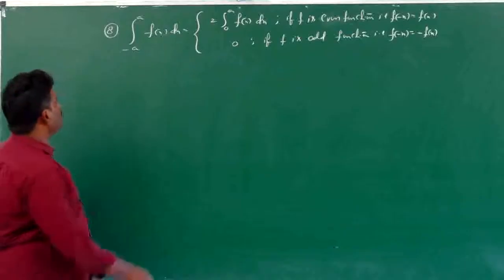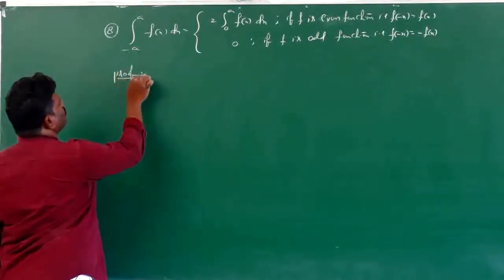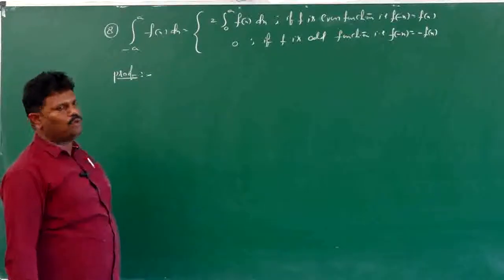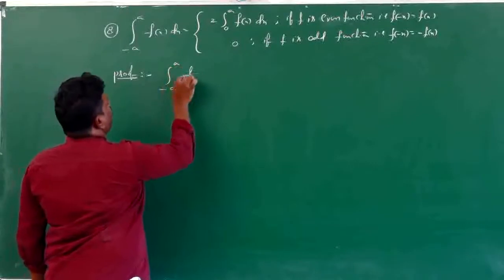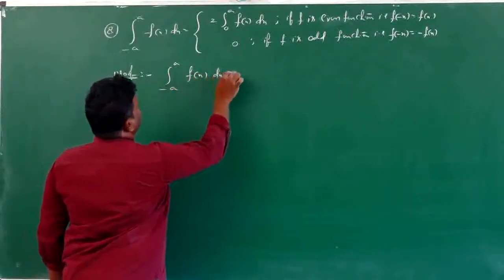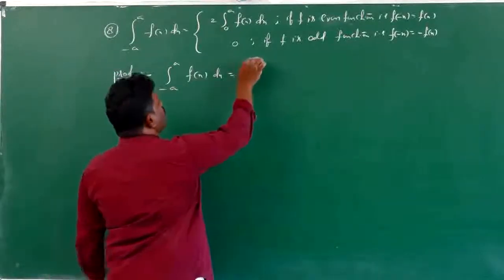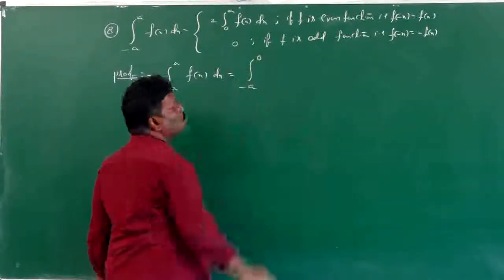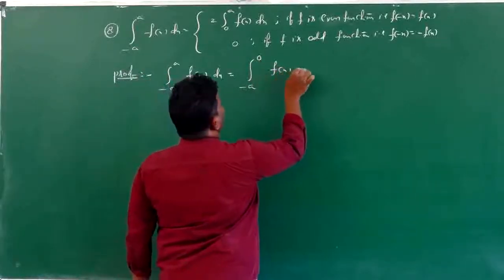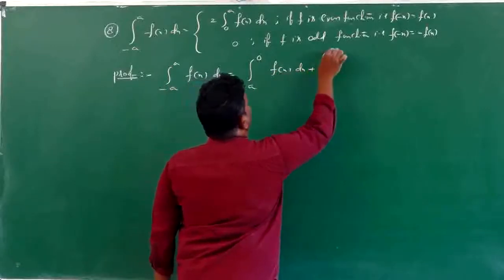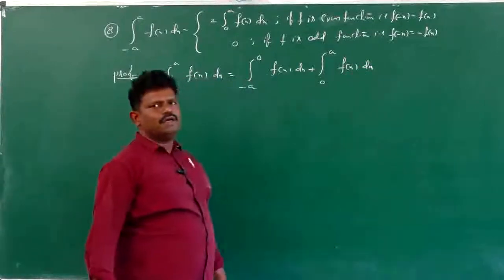Let's see the eighth property. This is the last one, and it is also important. I already told you the last 5 properties are important for board questions. Right here, what is given is the integral from minus a to a of f of x dx. Again we split this integral into 2 parts: integral from minus a to 0 of f of x dx plus integral from 0 to a of f of x dx.